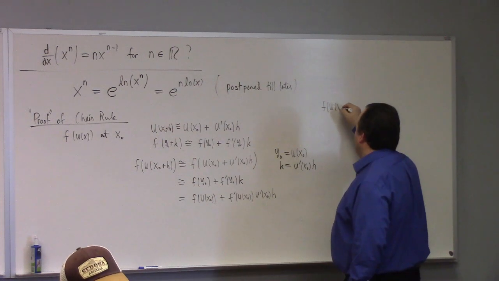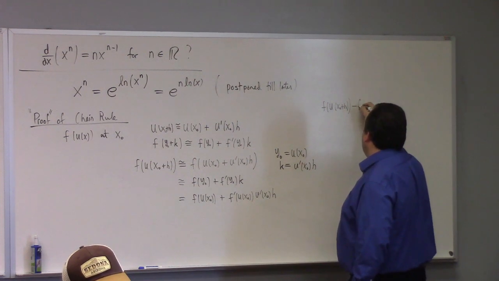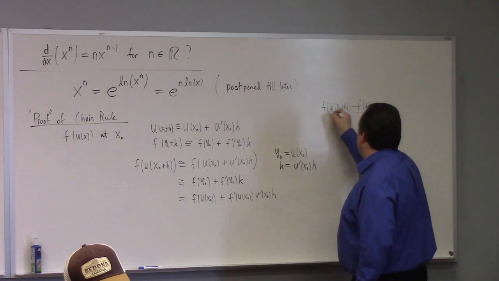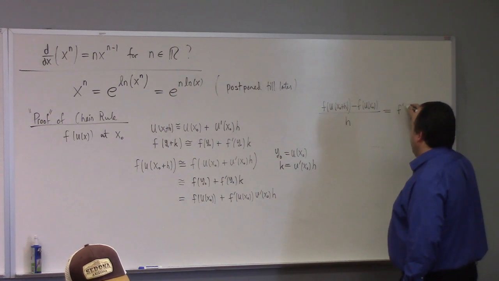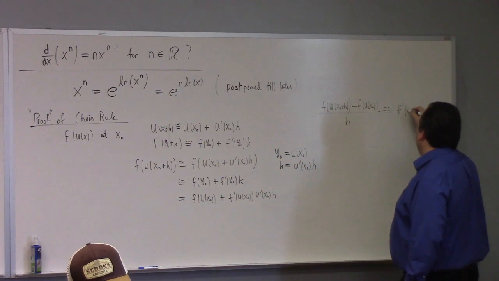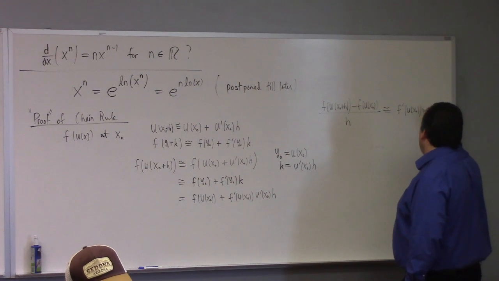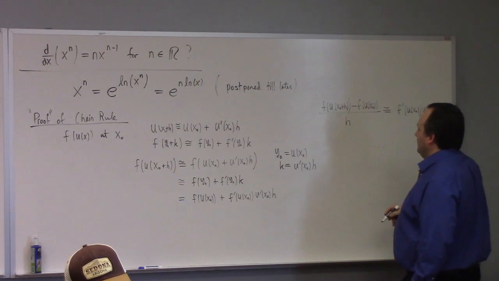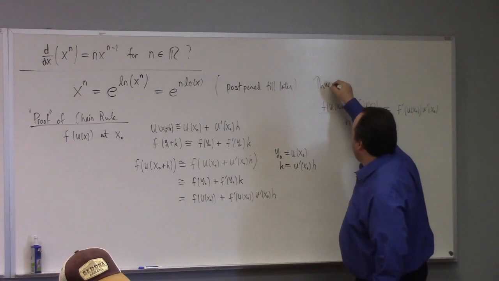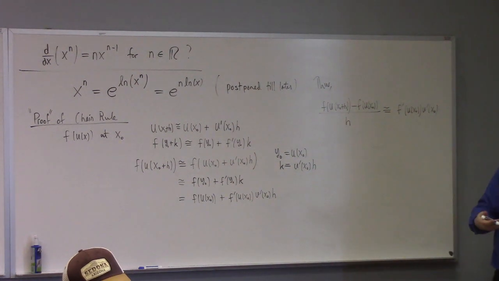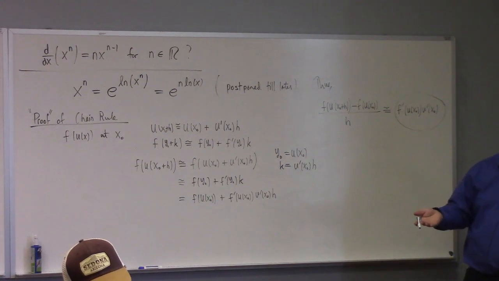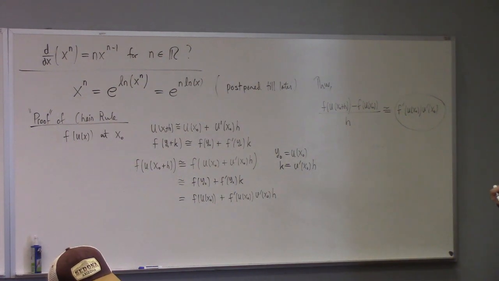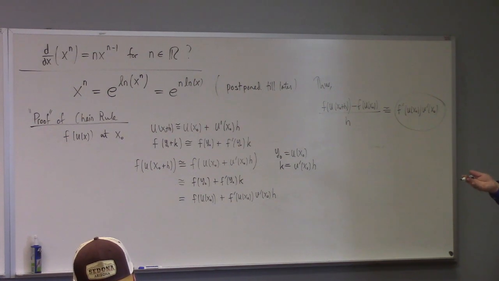f of u of x naught plus h minus f of u of x naught, divided by h, is approximately equal to f prime of u of x naught times u prime of x naught. So in the limit as h goes to 0, the difference quotient of the composite function, the derivative, is exactly equal to this. But that's the chain rule. It says the derivative of the outside function evaluated at the inside function times the derivative of the inside function.